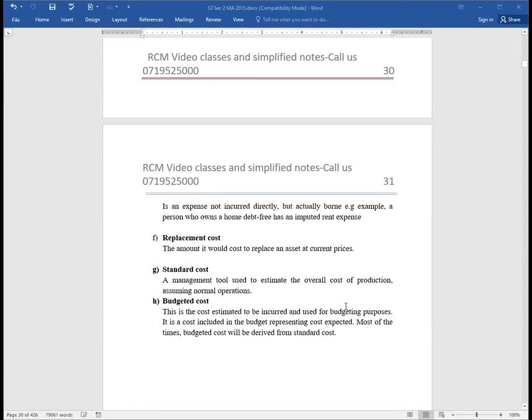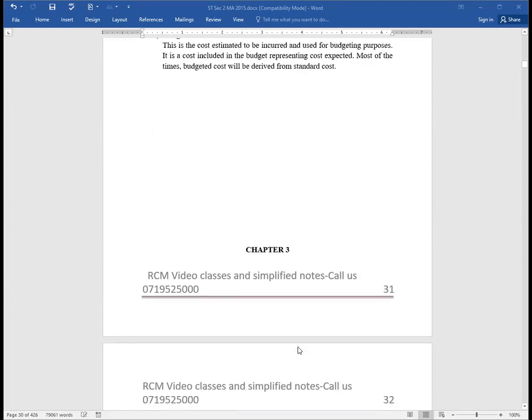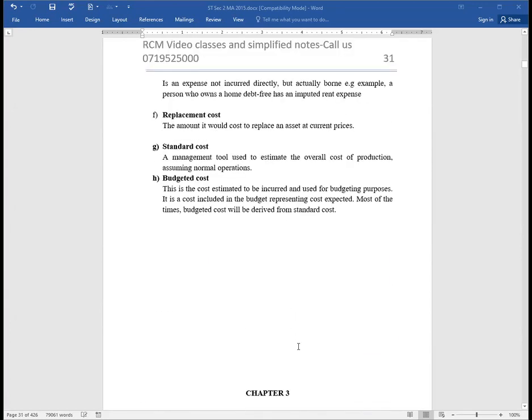From there, we have the budgeted cost. It's a cost estimated to be incurred and used for budgeting purposes. It's a cost included in the budget representing cost expected, what we expect. Most of the time, budgeted cost will be derived from the standard cost. This standard cost normally helps us to build the budgeted cost. Great. So, ladies and gentlemen, we have come to the end of this particular chapter.